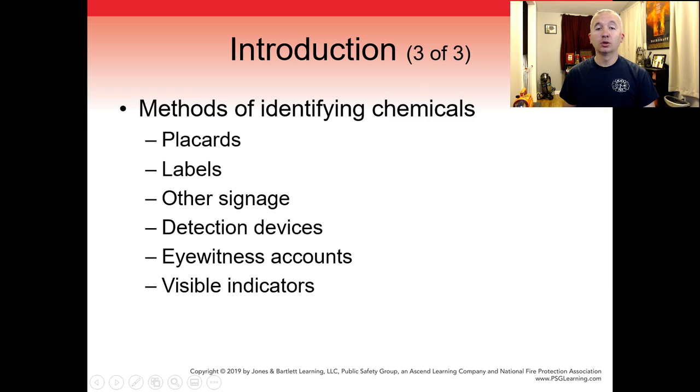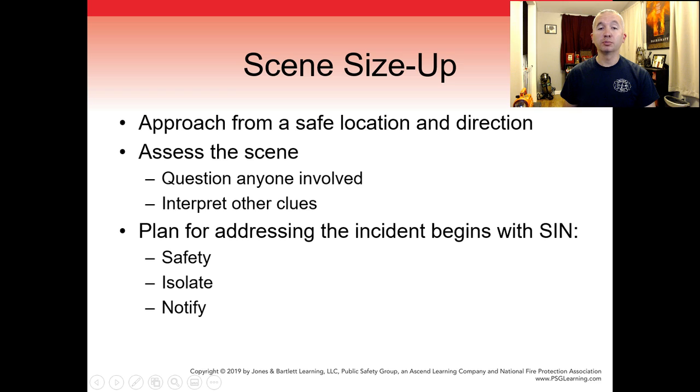Identifying chemicals. The identification systems can include placards, labels, other signage, other methods, detection devices, eyewitness accounts, and visible indicators. For your scene size-up, you want to approach from a safe location and direction, approaching from uphill and upwind, using binoculars, assessing the scene, questioning anyone involved, interpreting other clues, and planning for addressing the incident, beginning with SIN: safety, isolate, and notify.